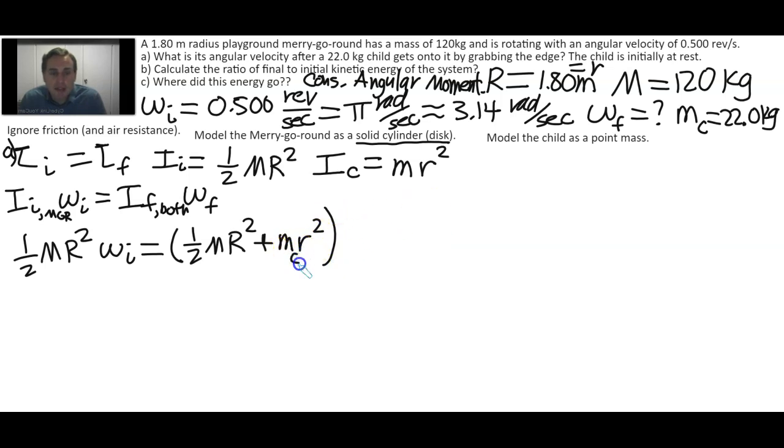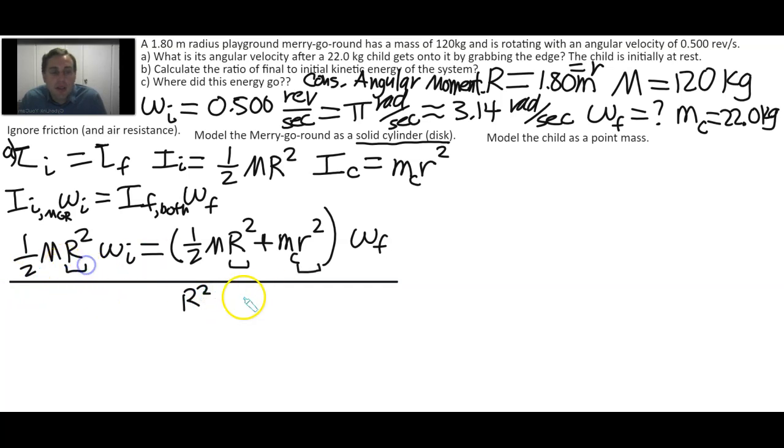So little m is the mass of the child. So there we have it. Okay, and then times omega final here. Now notice, how can we simplify this problem? Notice that r squared is in each of these terms here. So if we divided the entire equation through by r squared, I think that would cancel each of these terms. Because again, little r and big R are the same in this case.